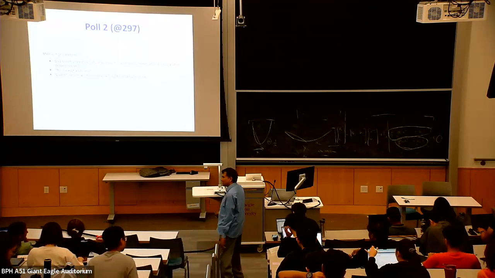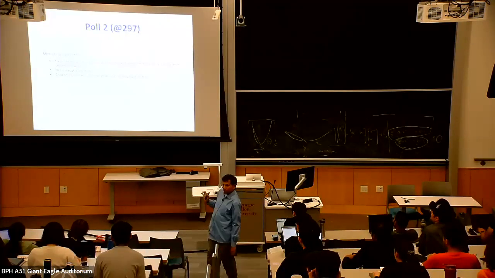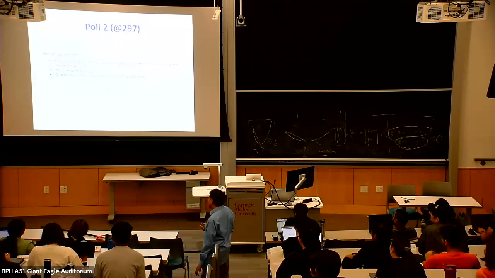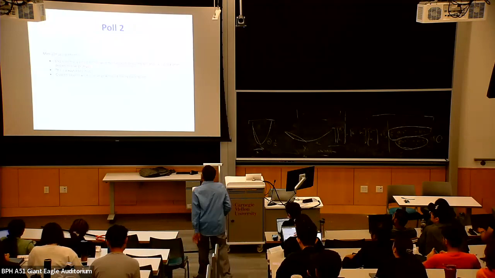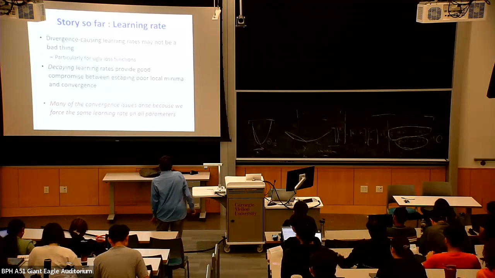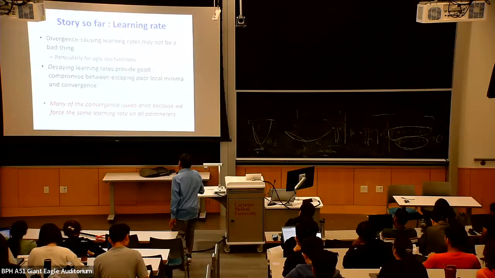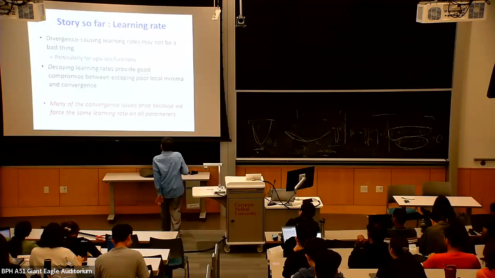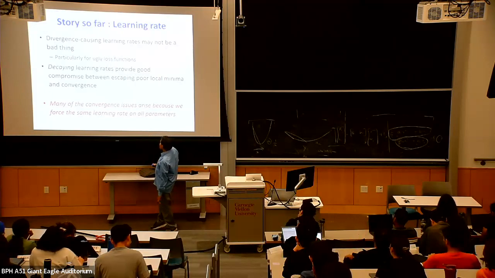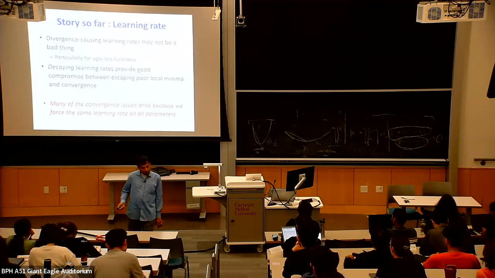Okay. Does anybody want to tell me that the first statement is true? Yes or no? Yes. Second one? And third? Okay. Right, only the first one is true. Beautiful, okay. So many of the divergence-causing learning rates may not be a bad thing for ugly loss functions. Decaying the learning rate provides a good compromise between escaping local minima and convergence. But many of the convergence issues arise because we force the same learning rate on all parameters, right? So what is the solution?